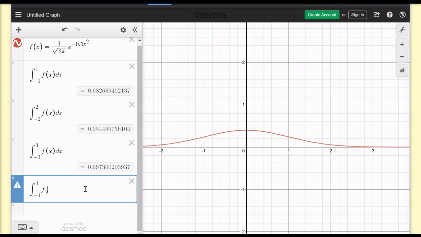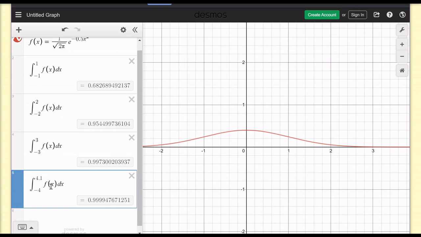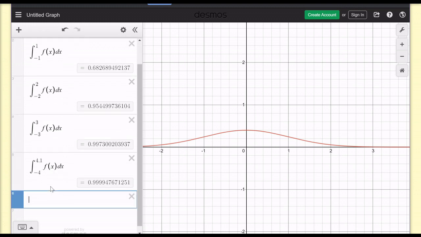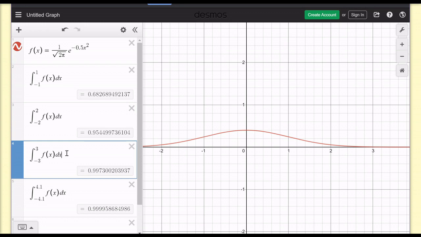And we can continue this further. Say the integral from minus 4 to 4 of f of x, and that pretty much gives us four nines. If we go slightly above 4, say 4.1 standard deviations from the mean, this will round up to 1 if we consider 4 significant digits. So within about 4.1 standard deviations from the mean, you pretty much have 100% of the data. And these three integrals, the first, second, and third, are pretty much where the empirical rule originates from.